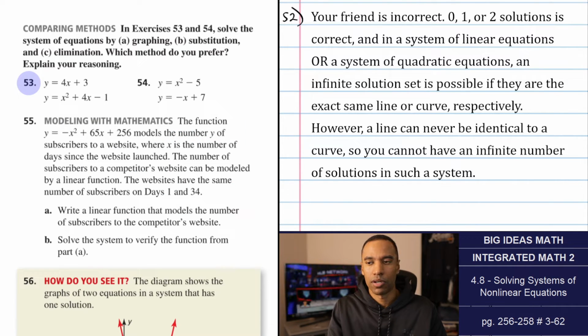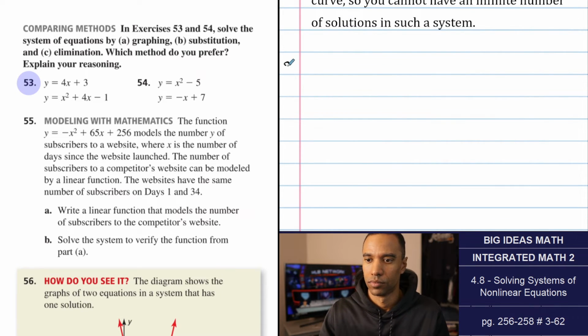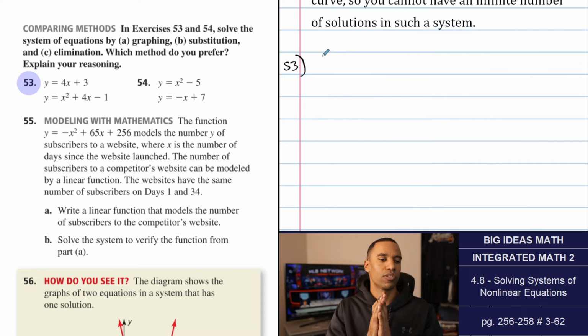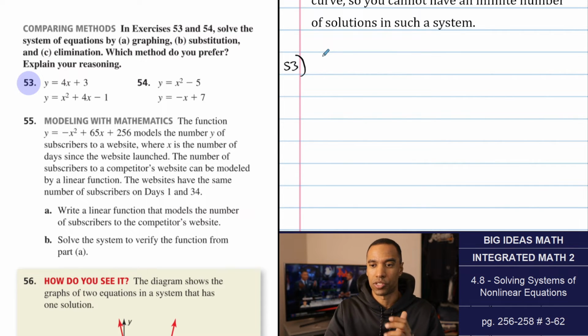All right, number 53. In 53 and 54, solve the system of equations by all 3 methods. Which method do you prefer? Not graphing. Explain your reasoning.